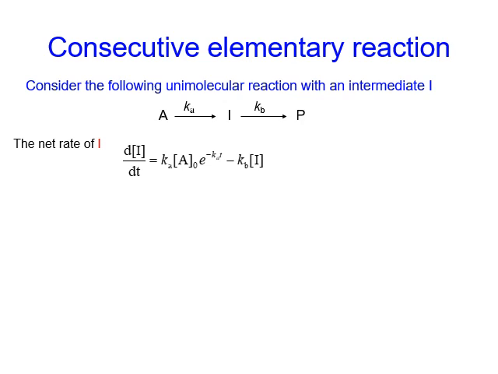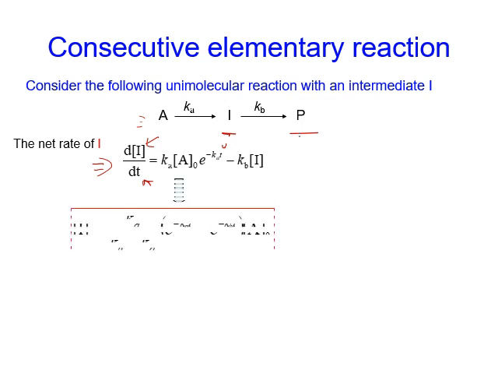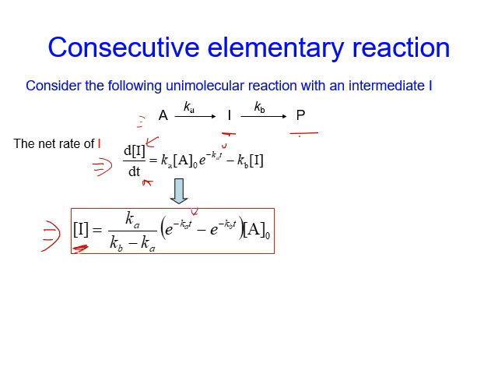In the last slide, we introduced this consecutive reaction, and we want to calculate the concentration of P, but before we can calculate P, we need to know I. This is the differential equation for I, which only involves two variables, I and t, so that can be integrated. We skip all the mathematics, and here is the result: the concentration of I changes with time, involving rate constant Ka for the first step and Kb for the second step.